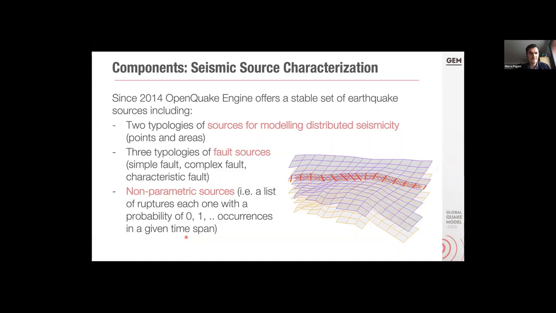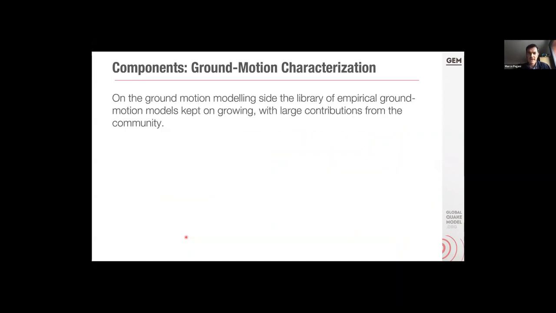in the process that we follow for building earthquake models at GEM. We also have a quite consolidated library of ground motion models that grew throughout the years. And this is actually the component of the engine that received the largest contribution from the community. I would say that it is really a community effort in this case.